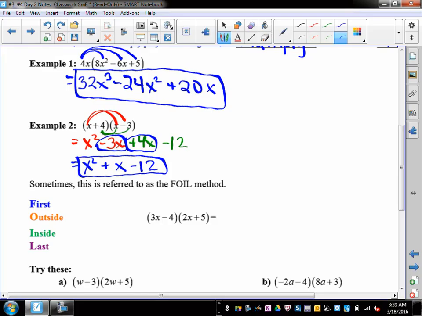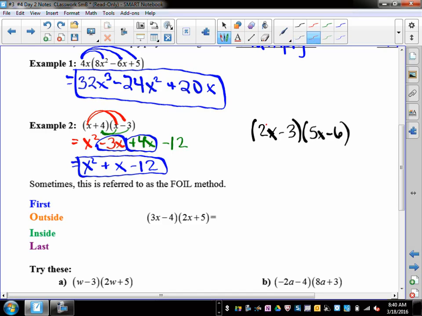Okay, so we're distributing twice. Double distribution. Distribute your first term, then distribute your last term. Any questions on that? Okay, in the space off to the side, I want you to write in this next problem: 2x minus 3 times 5x minus 6. Alright, so let's do this one together.